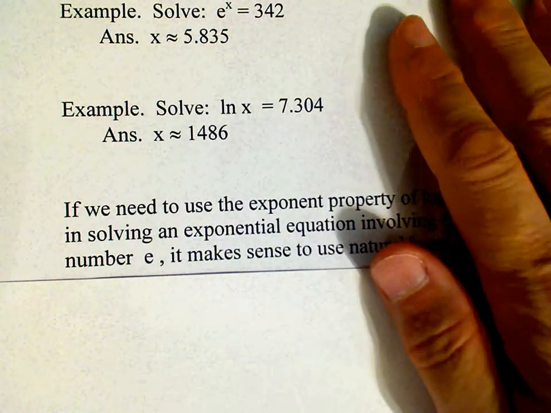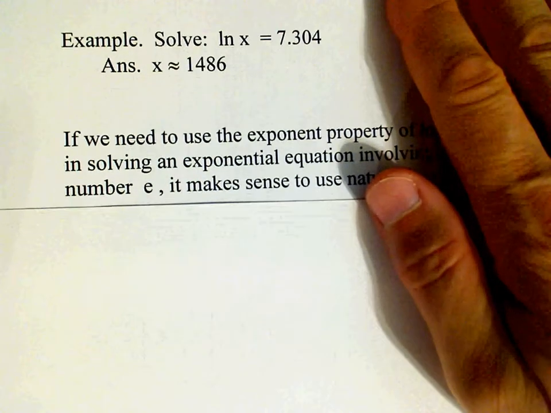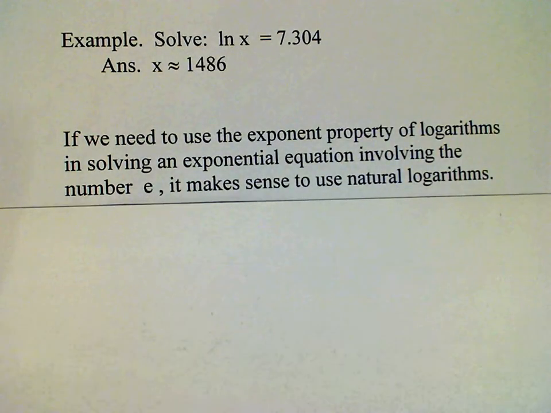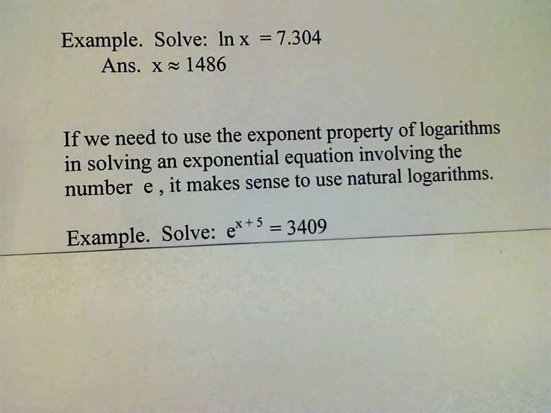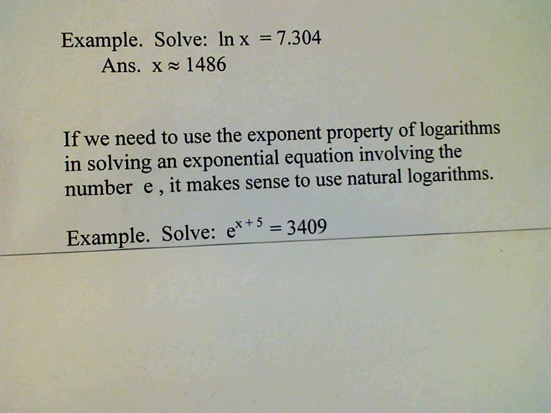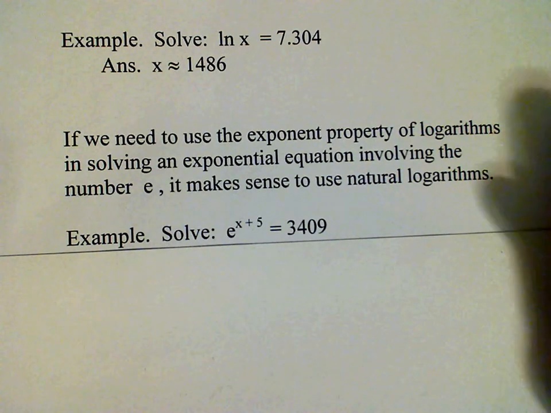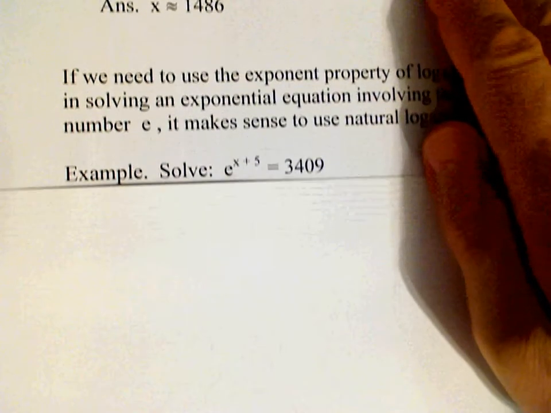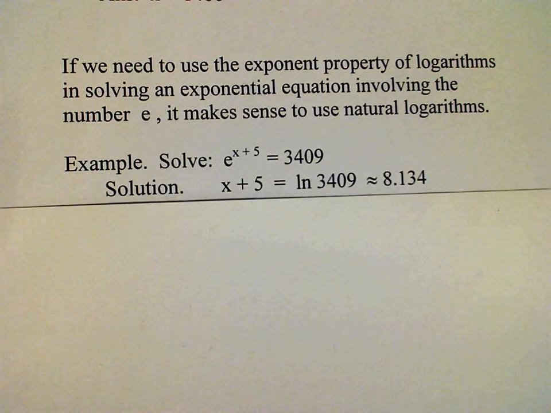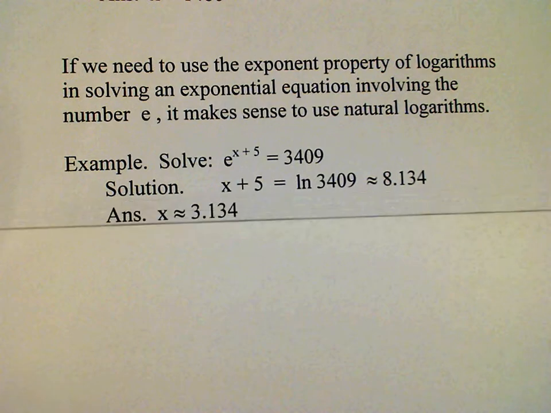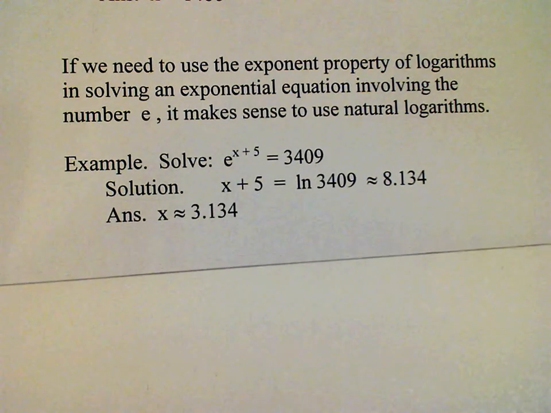Okay, we may also need to use the exponent property of logarithms in conjunction with the number e. So for example, we have e to the x plus 5 power equals 3,409. We take logarithms, and we find x plus 5 is equal to natural log 3409, and then subtract 5 to get our answer. That was easy.